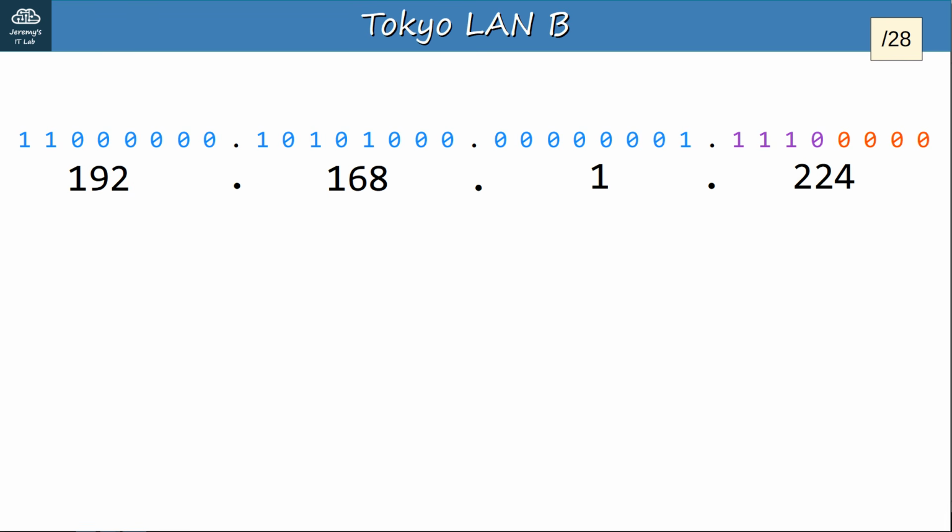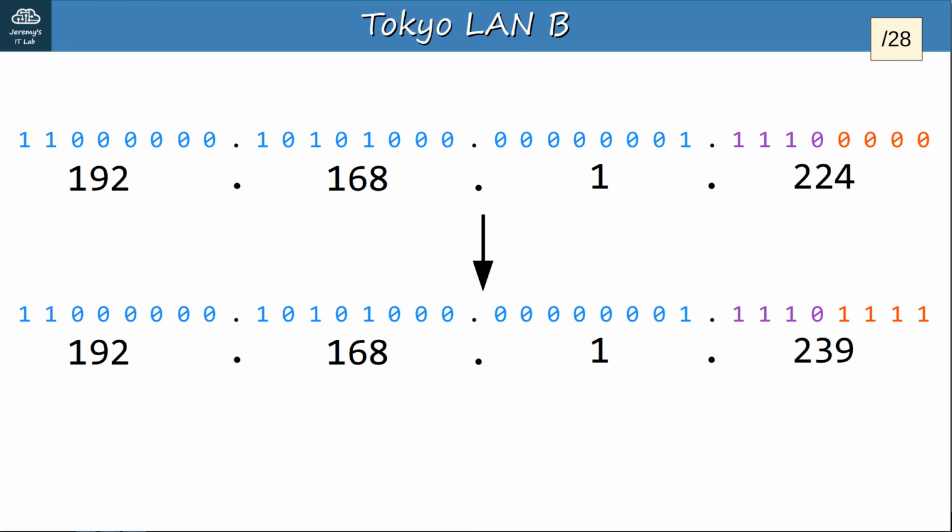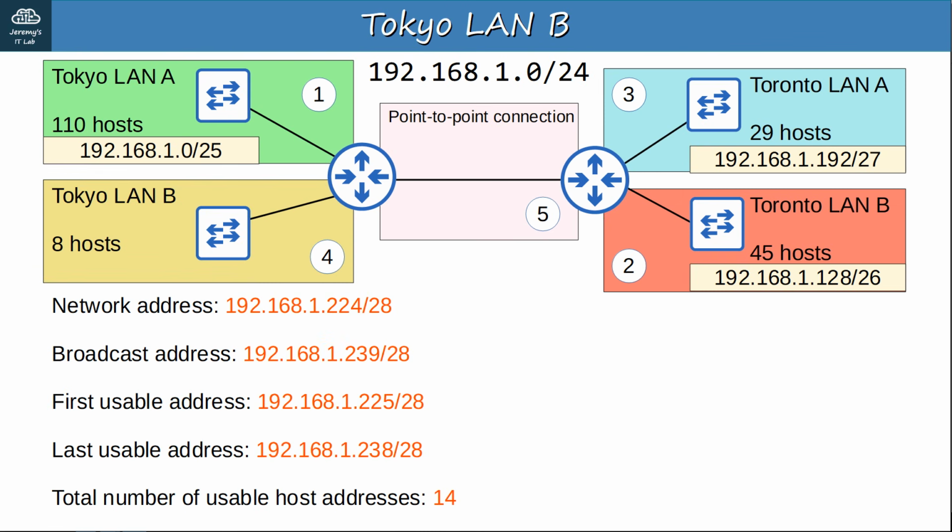So the network address for Tokyo LAN B is 192.168.1.224/28. Change the host bits to 1, and the broadcast address is 192.168.1.239. So here are the answers for Tokyo LAN B. Now there is only one subnet left that we must assign, and that is the point-to-point connection between these two routers.